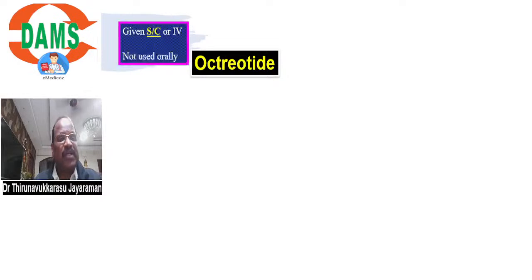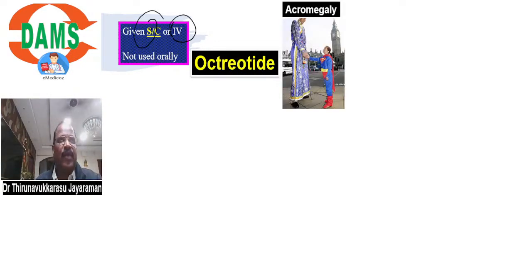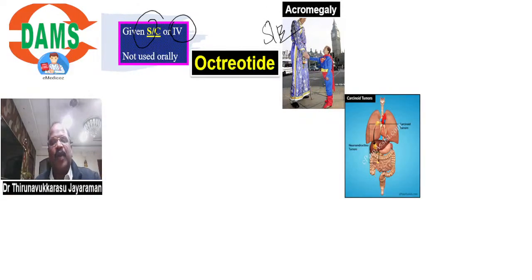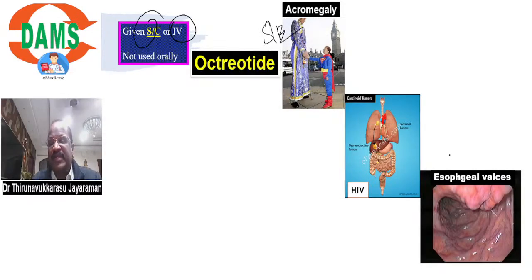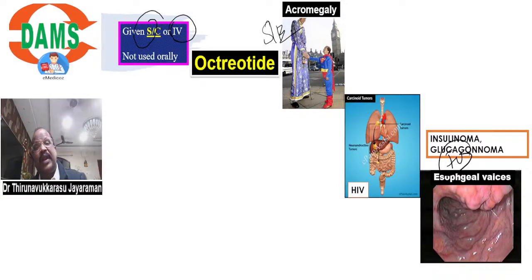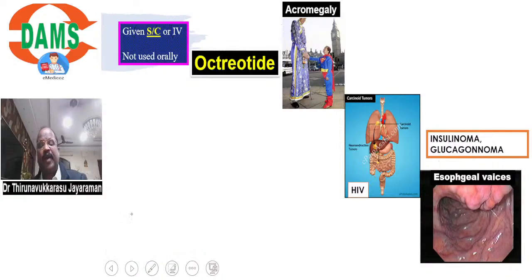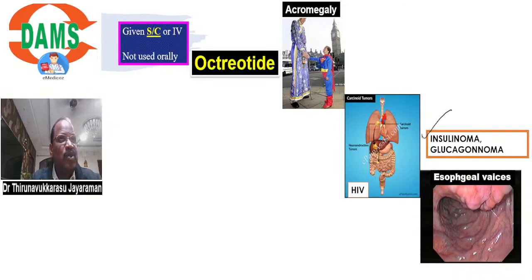And finally, look at this. Octreotide is normally given only subcutaneously, never orally. IV only for emergency. Okay. It is normally given subcutaneously for acromegaly and for treatment of carcinoid diarrhea, HIV diarrhea, and in case of varices given IV. That's about octreotide. Of course, octreotide can also be useful for treatment of insulinoma and glucagonoma because they are able to control insulin and glucagon secretion.